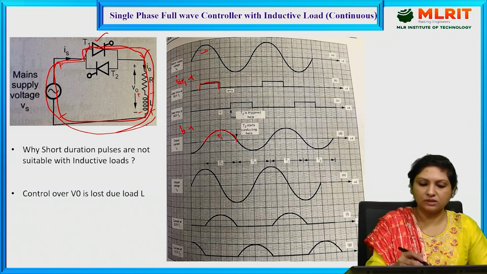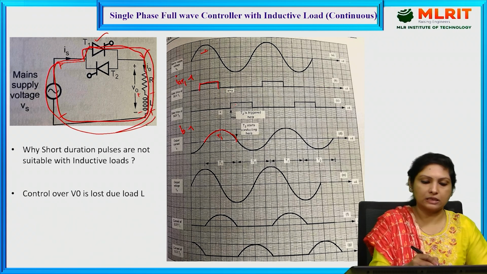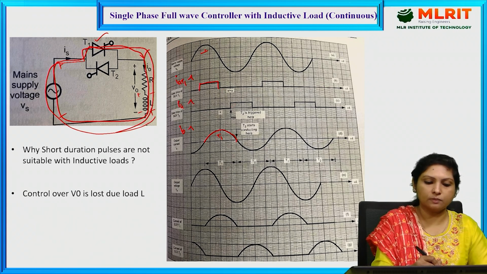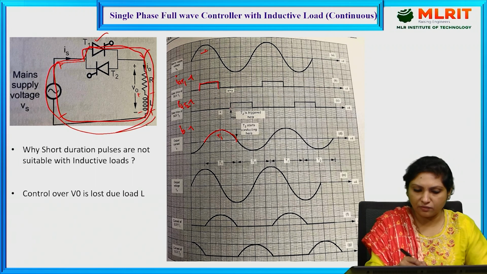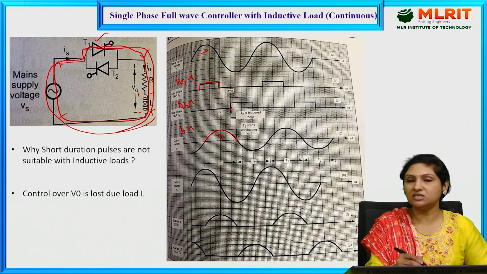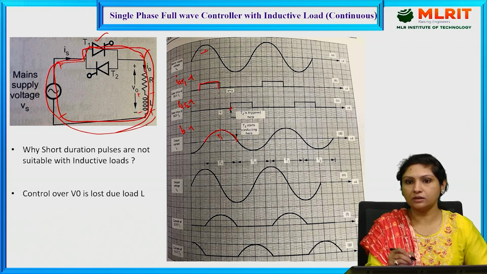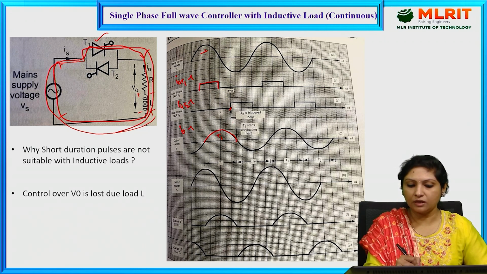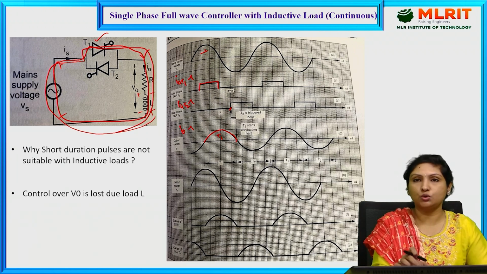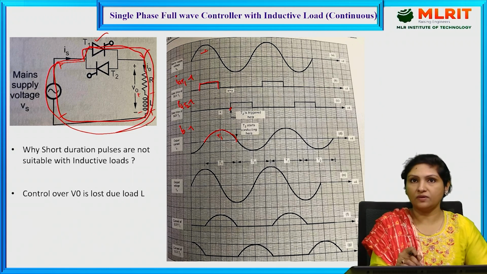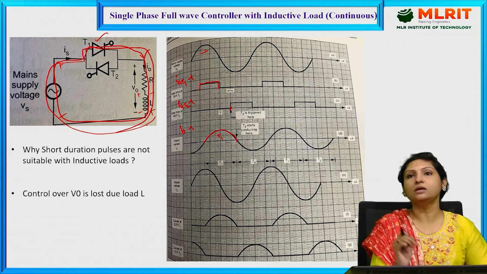And if you see, we have provided the triggering pulse for thyristor 2 right from this instant itself. But still, thyristor 2 is not getting turned on until T1 is completely turned off. The moment T1 is completely turned off, T2 should be triggered. That is the only reason we need to choose a large width of the triggering pulses, such that the moment T1 is turned off, T2 can be triggered.